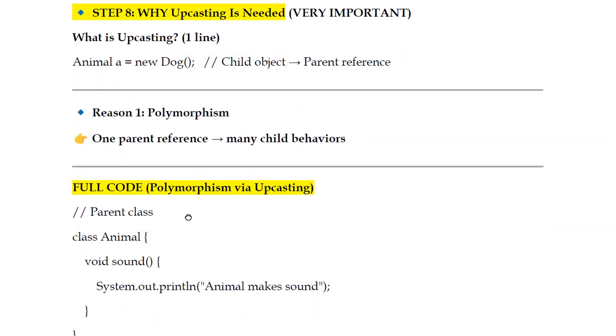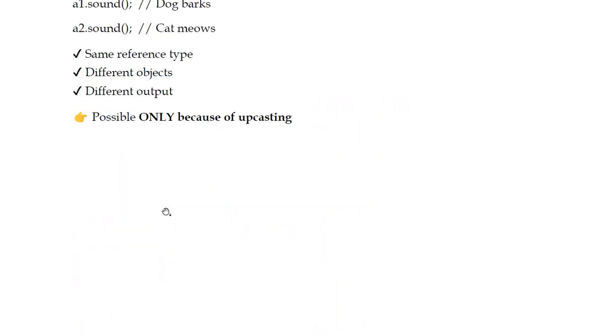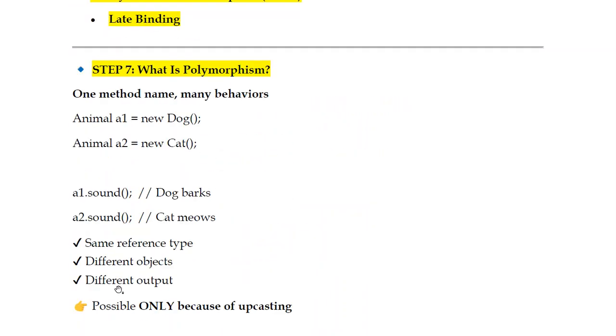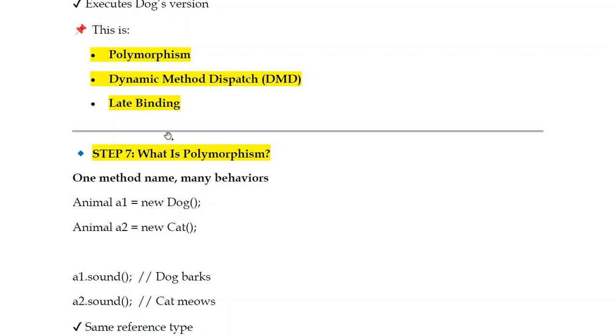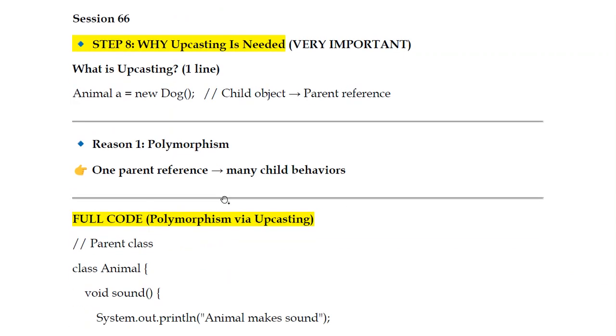So first, reason one, polymorphism. As mentioned in our previous session, there are words like polymorphism, dynamic method dispatch, and late binding. Here we'll discuss them in detail. So reason one, polymorphism. One parent reference, many child behaviors. We already know the definition: using the same method name, it behaves differently for different objects.